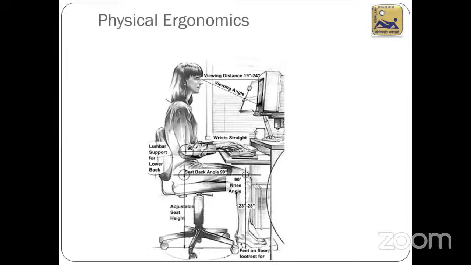Okay, so the shoulder also has to be maintained, and the shoulder and the elbow have to be maintained in the adducted position, as well as the elbow in a 90-degree flexed position. And when working on the keypads, mainly the wrist should also be in a neutral position. So these are the things which have to be mainly followed when you're looking into physical ergonomics.